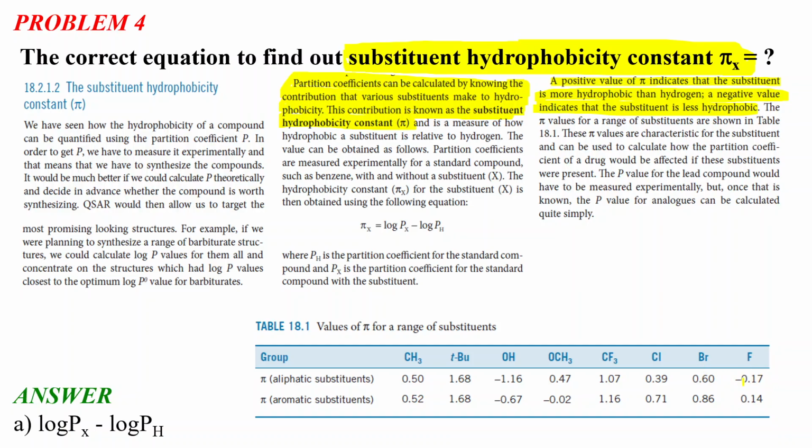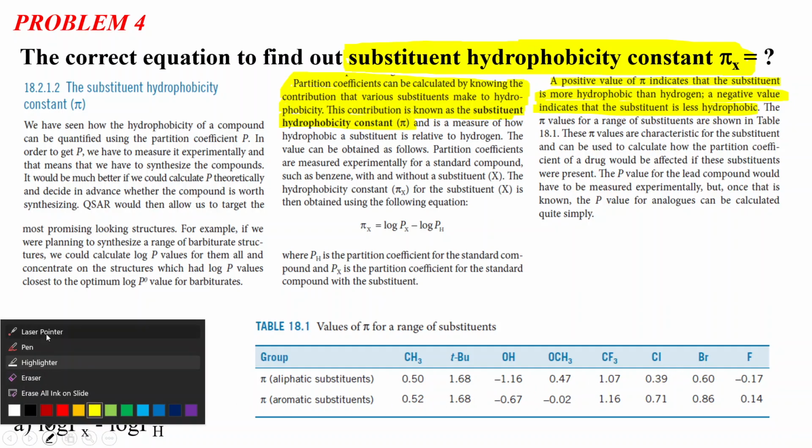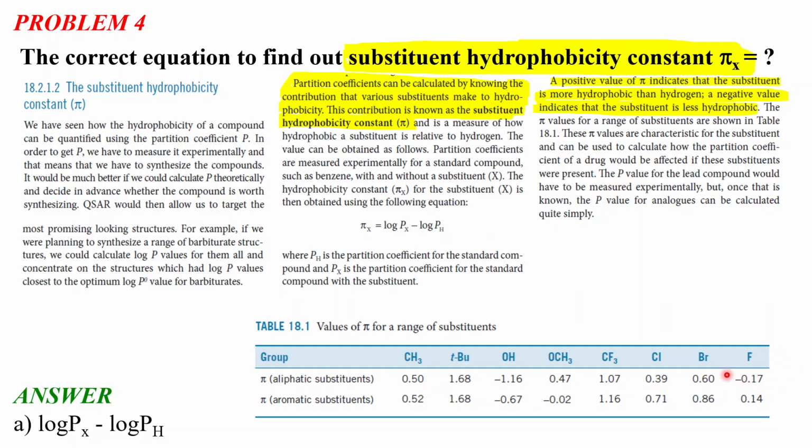If you see, in the case of the halogen-containing aliphatic ones, fluorine has a negative value, meaning fluorine is more hydrophilic than hydrogen in the aliphatic case, but chlorine and bromine are more hydrophobic, along with CF3.